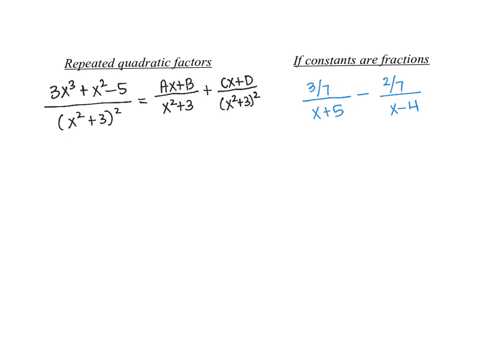Often, WebAssign will factor the 1/7 out. So they'll make this 1/7 times 3 over x plus 5 minus 2 over x minus 4. And these are equivalent answers. I'm okay with you writing it either way, but just know they are the same. So if you see WebAssign's answer like this, it only occurred because they got a fraction for each of their constants.